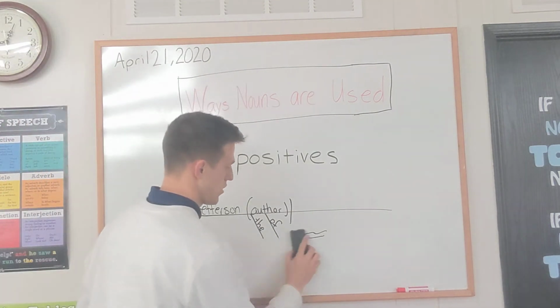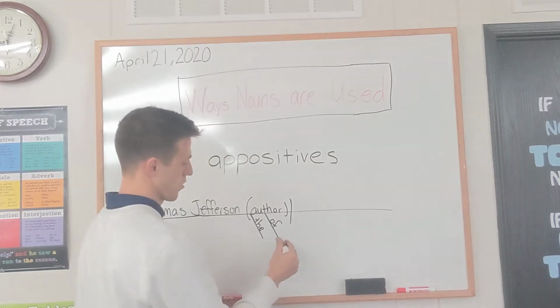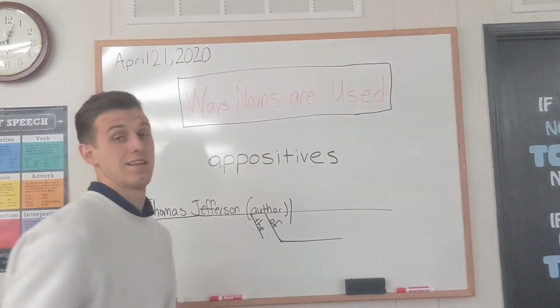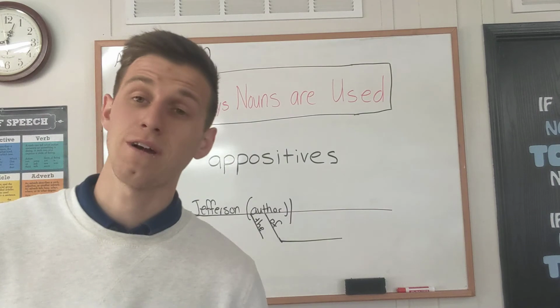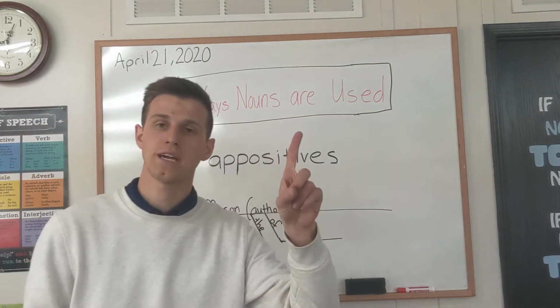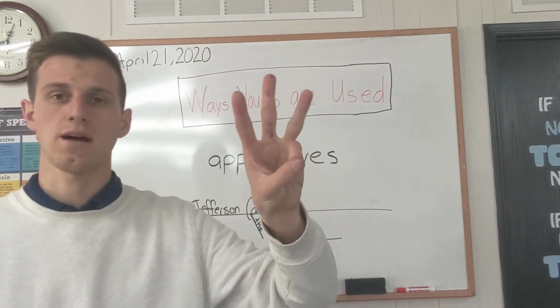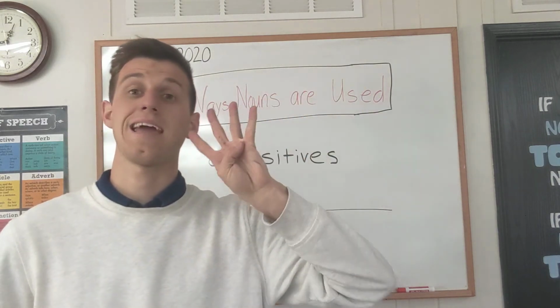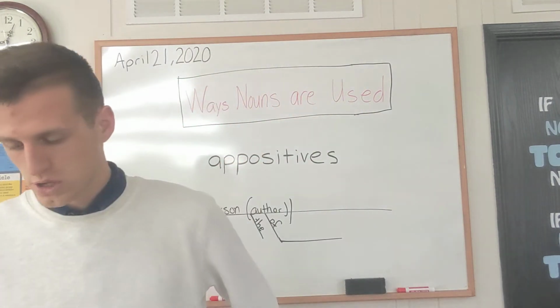So that is your lesson for today. You're reviewing five ways nouns are used. They're used as predicate nominatives, indirect objects, direct objects, nouns of direct address, and appositives, okay?